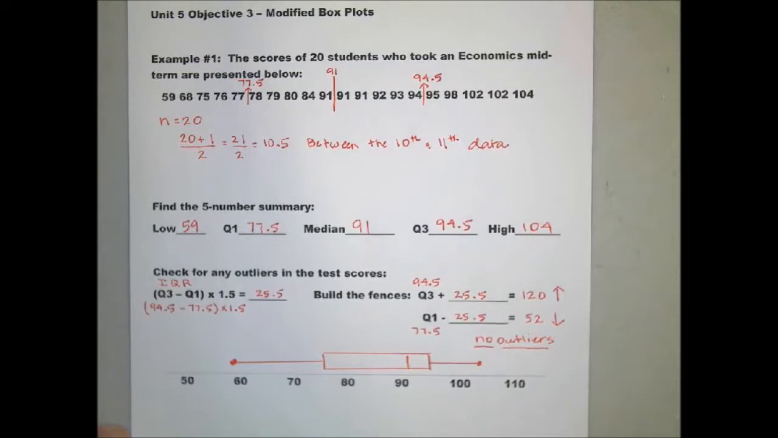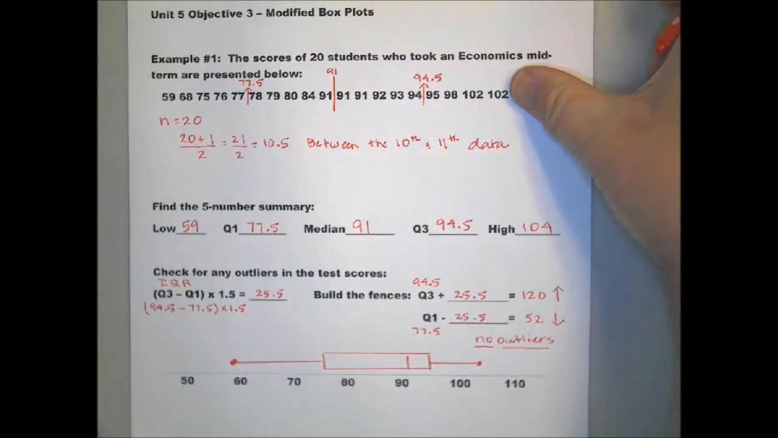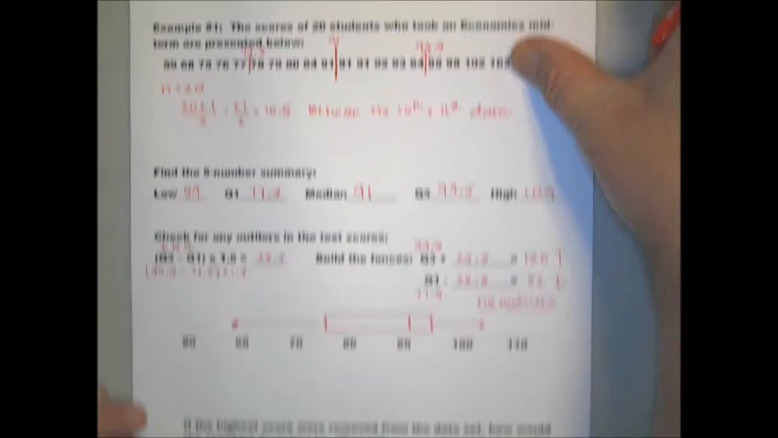Now, the last question on this, I added one more question down here, and that question was, if the highest score were removed from the data set, how would the standard deviation be affected? So there's the highest score right there, 104. If that test score never happened, what would that do to the standard deviation of this data? Well, the answer is it would decrease it, because the data would not be as spread out as it is right now.